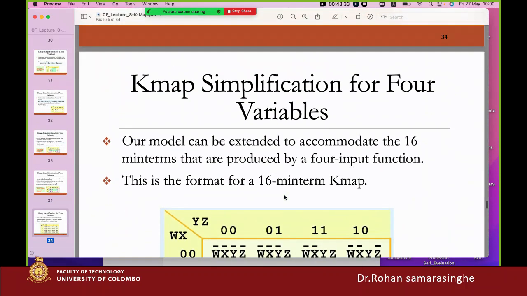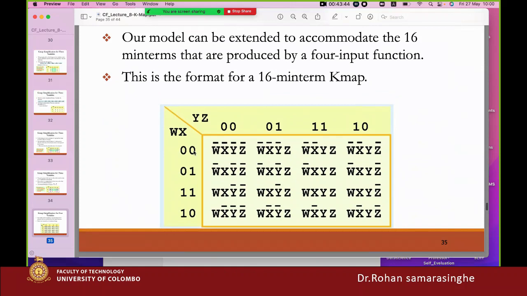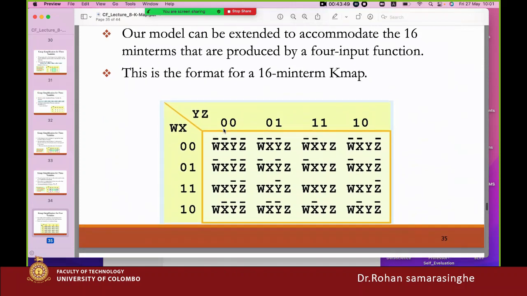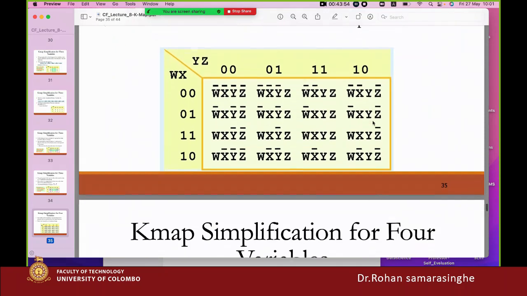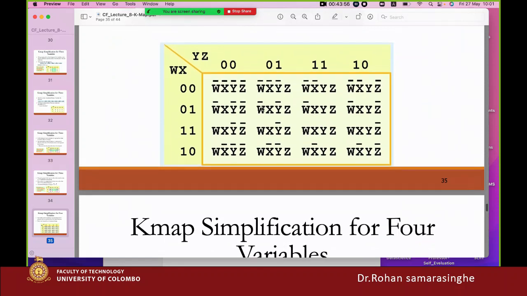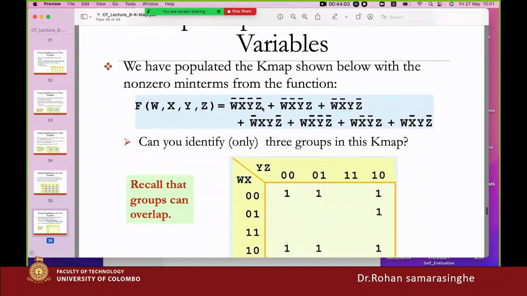Then K-map simplification with four variables. So with four variables, how do you mark this one? W x, y z. W x values 0, 0, 0, 1, 1, 1 and 1, 0. Y z values also 0, 0, 0, 1, 1, 1 and 1, 0. Then altogether there are 16 minterms. Here you can mark these minterms like this.